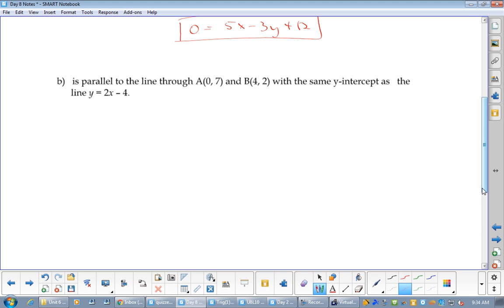Now, find the equation of the line that is parallel to the line AB with the same y-intercept as the line y equals 2x minus 4. So, how can I find the equation of a line? What two things do I need? Slope and y-intercept. Can I find the slope? This is x1, y1, x2, y2. I always write this down, for me as much as for you. If I don't do that, I always mix them up. If you find you're mixing them up, take that one second to write those in, and it helps you.